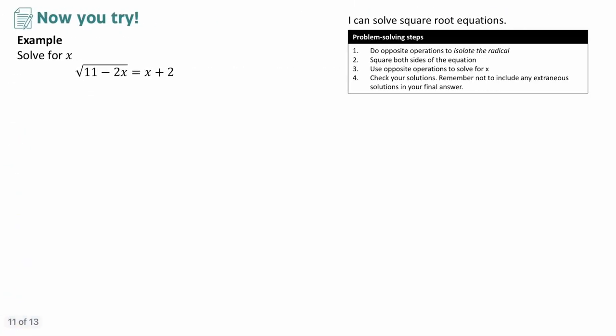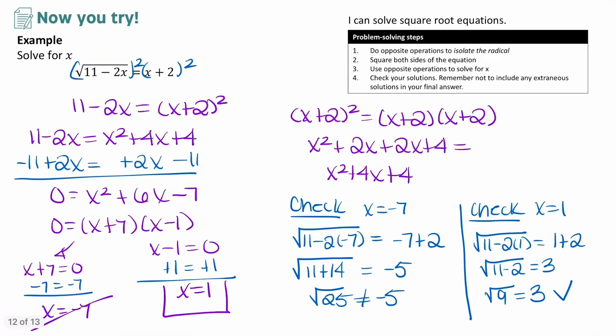Now you can go ahead and pause the video and try doing this example on your own. In this one, even though we have a variable on both sides, the square root is already isolated, so the first step is to square both sides. When you square both sides, you get this quadratic equation, and then I'm going to set it equal to 0. Once again, I solved this by factoring, but you can graph, use the quadratic formula, do whatever makes sense to you.